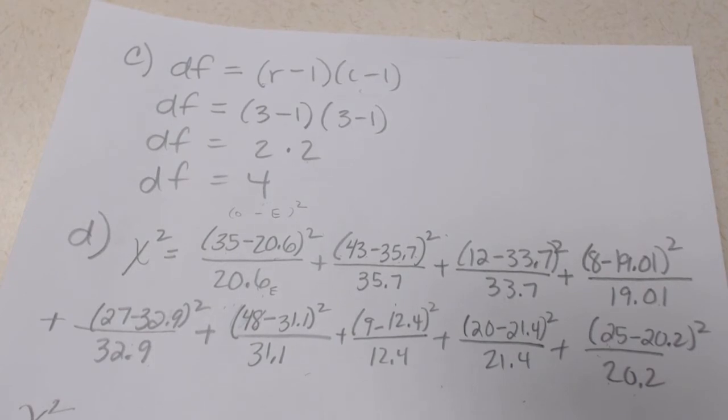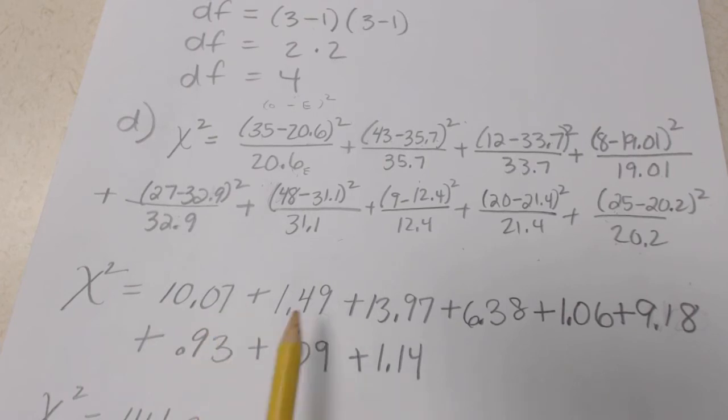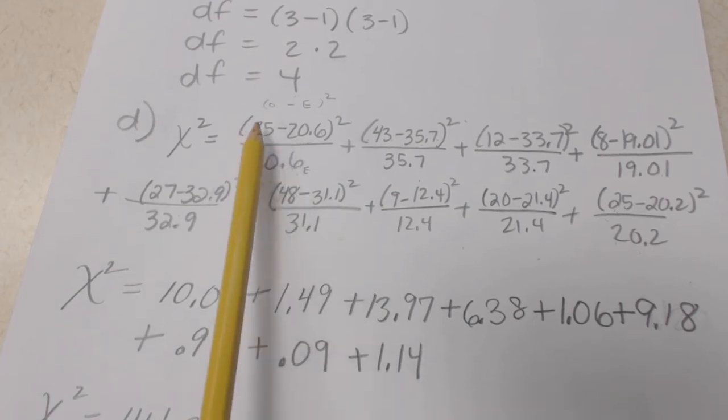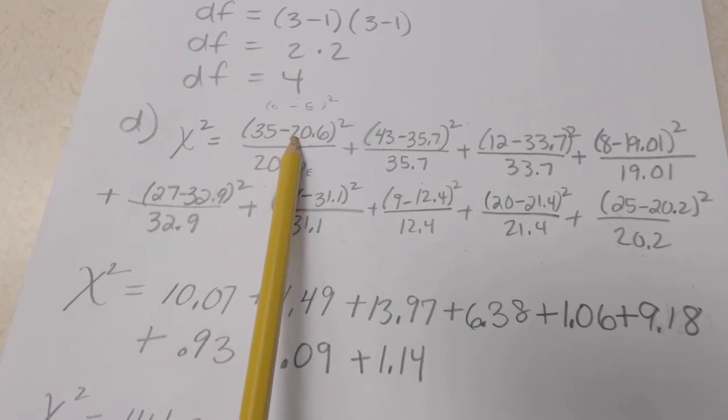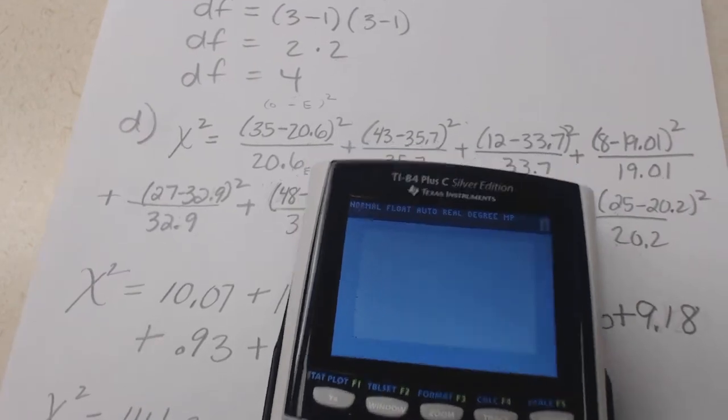Once I have that done, I like to transfer each one of those entries into a decimal. Notice I did round to the second decimal place. I like doing that instead of 3 significant figures here because it helps us get a more exact chi-squared value. So what I did was 35 minus 20.6 squared divided by 20.6. And I actually put it in my calculator. I will show you just like that.